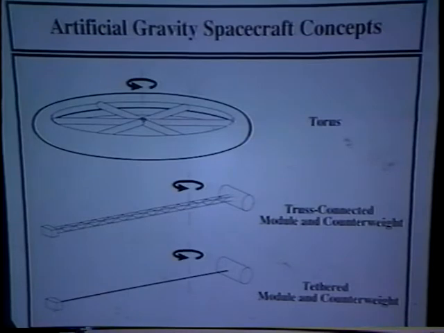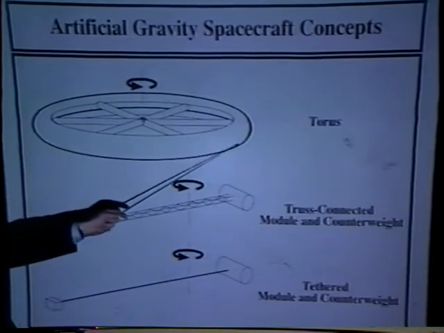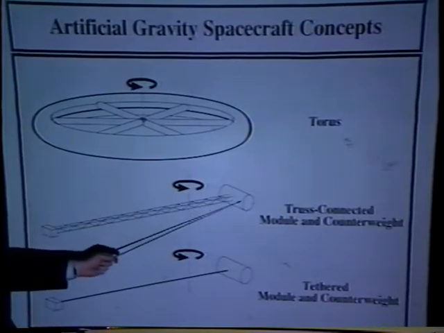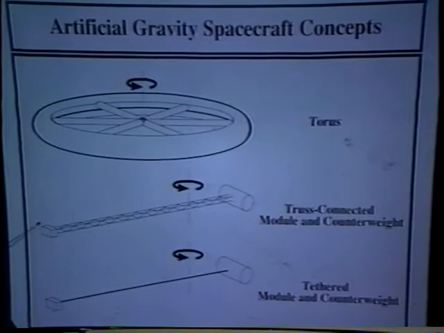This concept includes room enough for up to 100,000 people to live in a space colony, and the rotation of the spacecraft produces artificial gravity along the rim. This is a lot more ambitious than what the United States or the Soviet Union can hope to put up in the near future. So what we're thinking about is tying a habitat module to a counterweight with some kind of connective structure, either a truss or a tether. And I will talk about the trade-off between these two alternative structures in a moment.